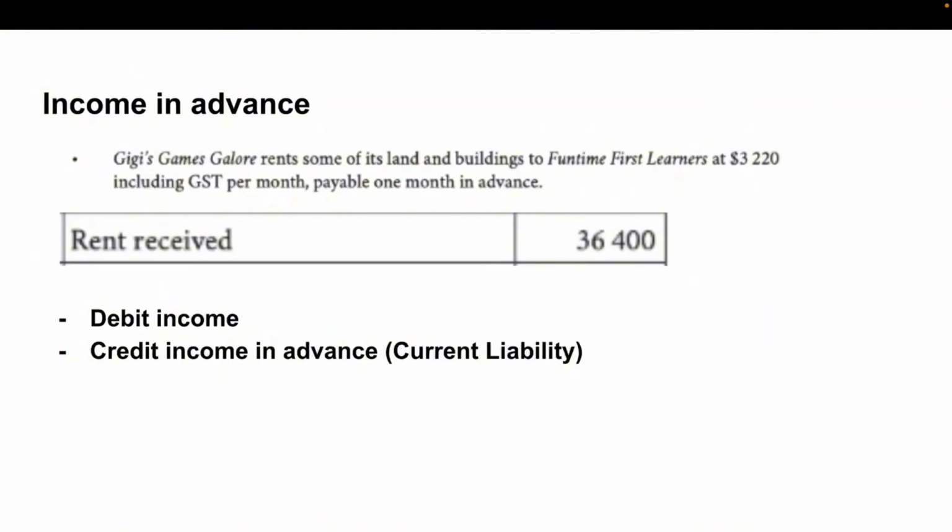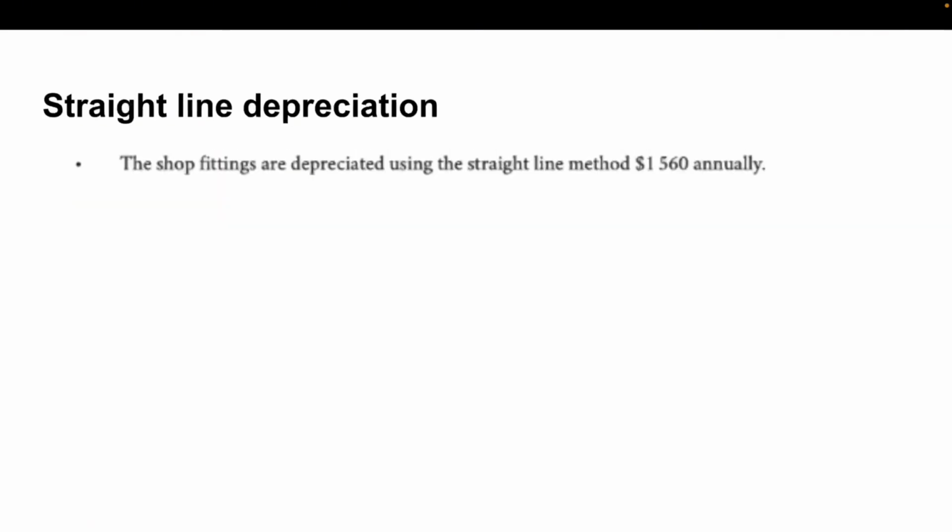And that's because it's going to fall due within the next year. Yeah, so those are kind of the four simple ones. What we're going to look at now is our depreciation, which is also relatively straightforward.